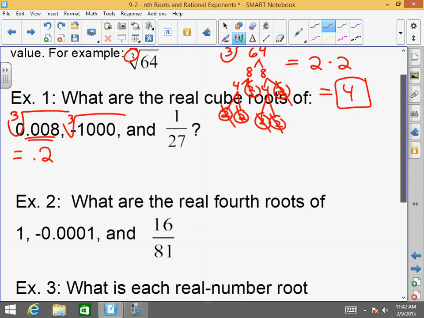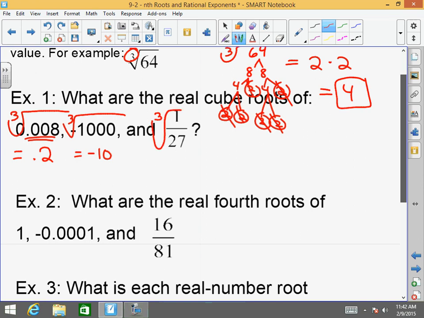The cube root of negative 100. You can have a negative radicand for odd roots. And in this case, it's going to be negative 10, because negative 10 times negative 10 is positive 100, times a negative 10 is negative 1,000.